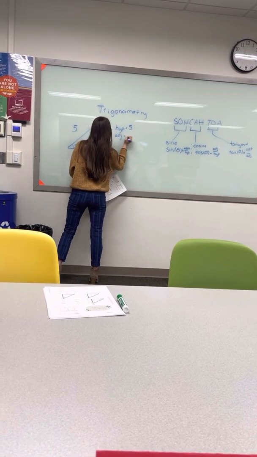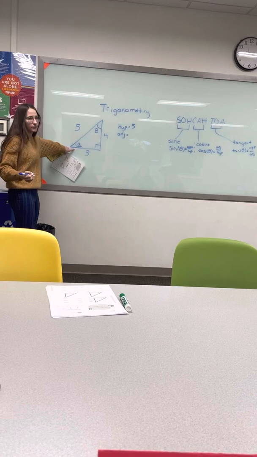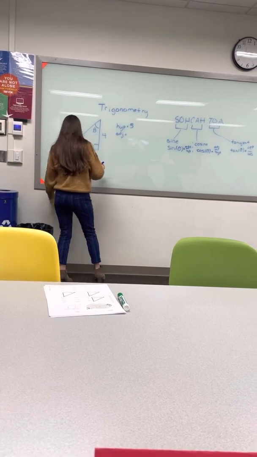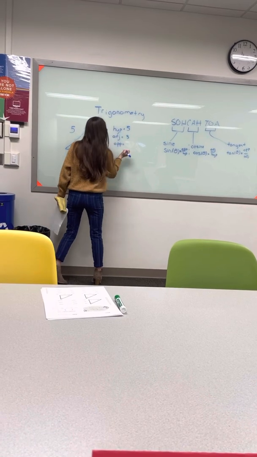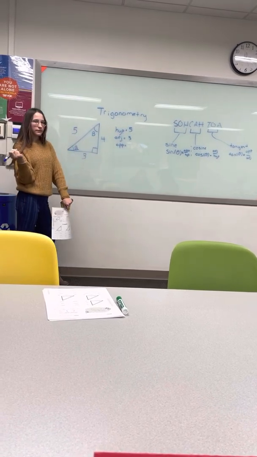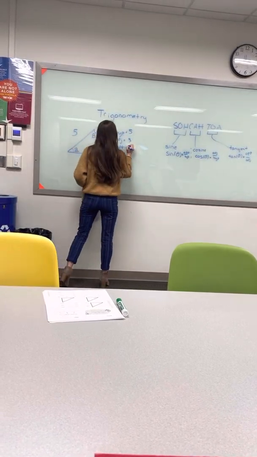So if we're looking at alpha, what is my adjacent going to be? If we're looking at alpha. 3. Perfect. So yeah, there's a couple answers for that one. And what about my opposite side? What's that one going to be? 4. Perfect.